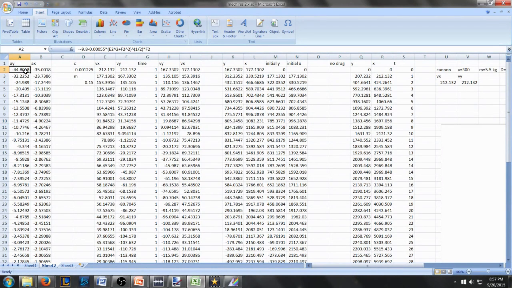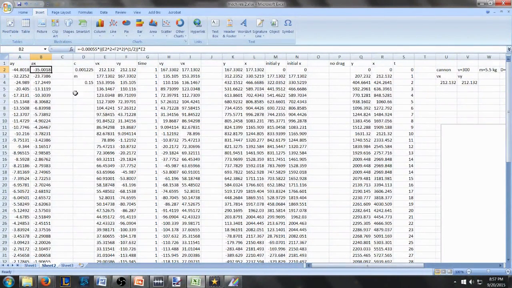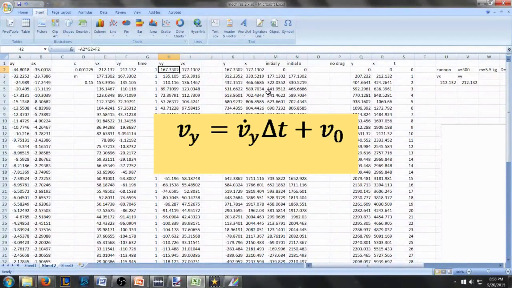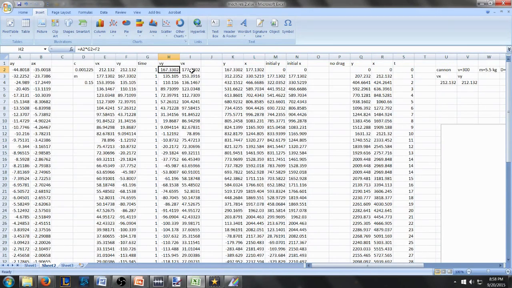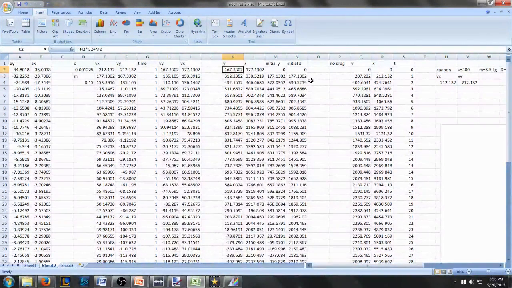So this column is this equation, and this column is this equation, and that pulls the initial velocity, the x component of the initial velocity, and the y component of the initial velocity from these two columns. And then these columns use this equation and this equation to find the new velocities after 1 second has passed, because we're doing 1 second intervals for this. So from there we can find the x and y positions using these equations, and then we can graph that.